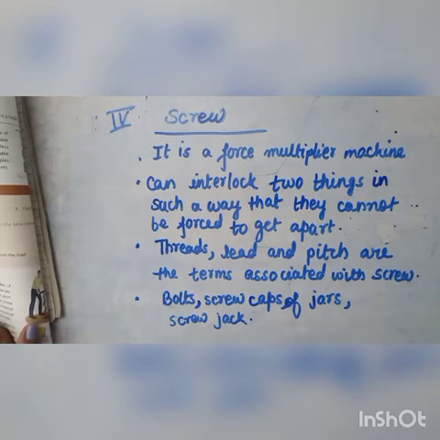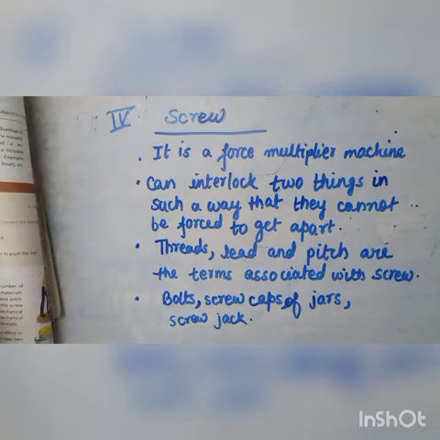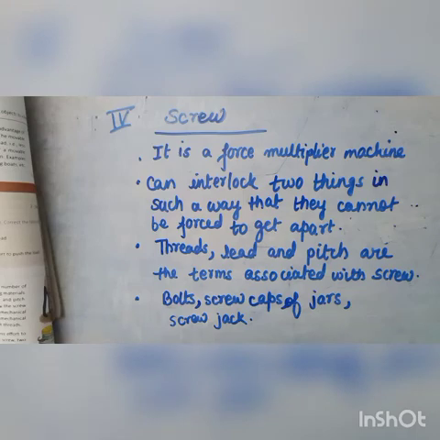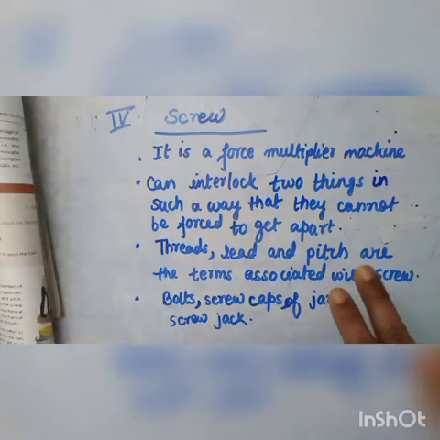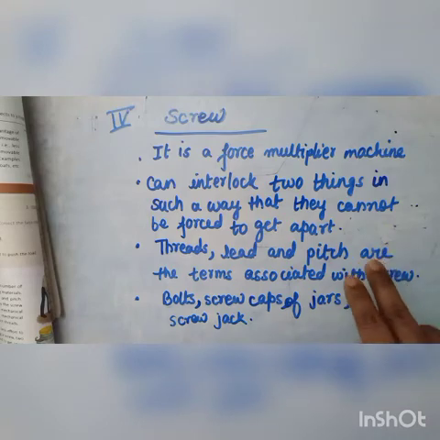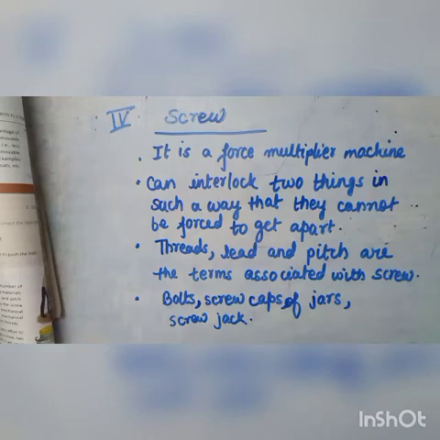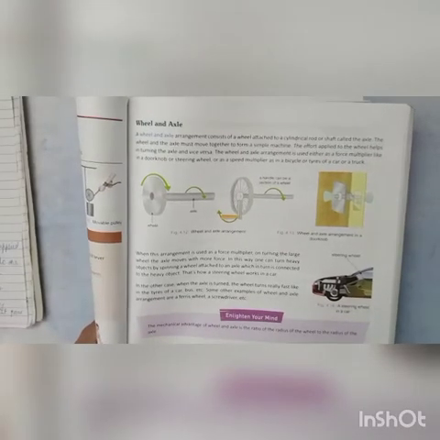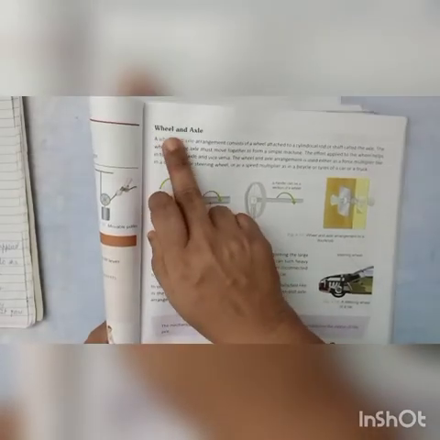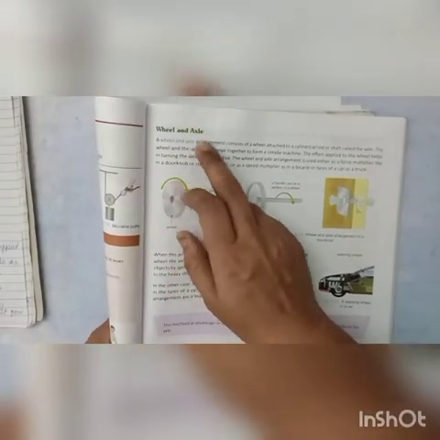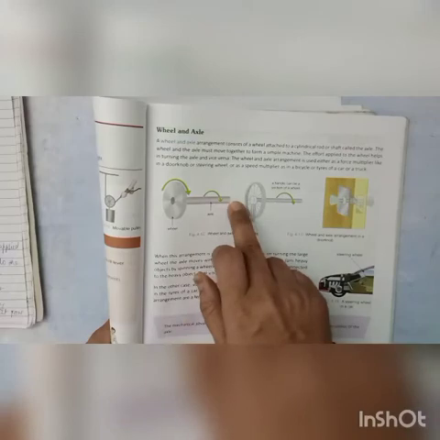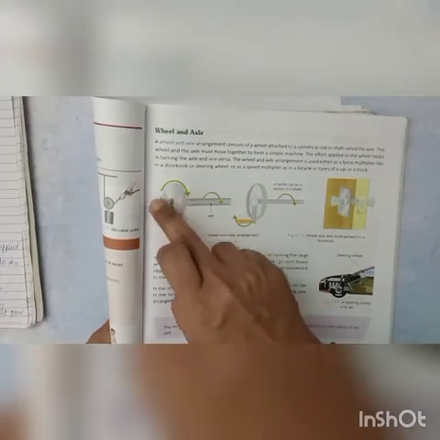Then bolts, screw caps of jars and screw jack are some of the examples of screw. So this is the fourth type of simple machine. तो पहले आपने लीवर पढ़ा है, सेकेंड आपने इंक्लाइंड प्लेन पढ़ा है, थर्ड आप पुली पढ़े हैं और फोर्थ है स्क्रू. Then we'll move to the fifth simple machine. Now the fifth simple machine is wheel and axle. So you can see this is the axle part and this is the wheel.